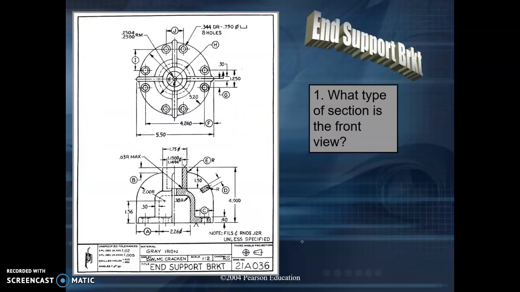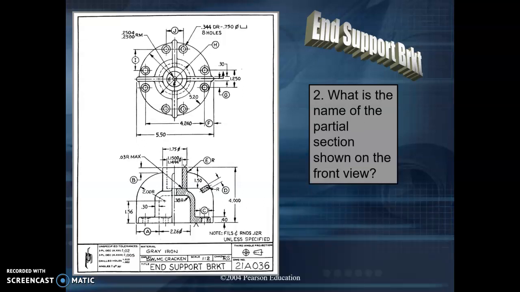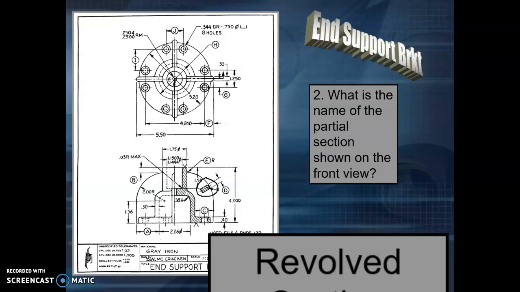Okay, so let's look at another example exercise. What type of section is the front view? So here we have our first half section. We can see section lines on the right half. On the left half of this front view, we see hidden lines. So this is only a half section. What is the name of the partial section shown on the front view? So that would be this view right here. This is the type of section we just introduced, a revolved section.